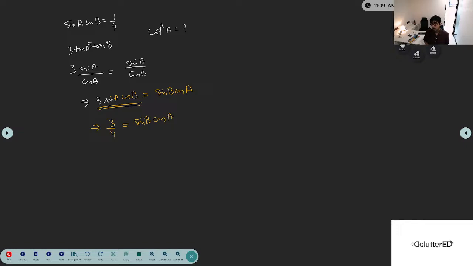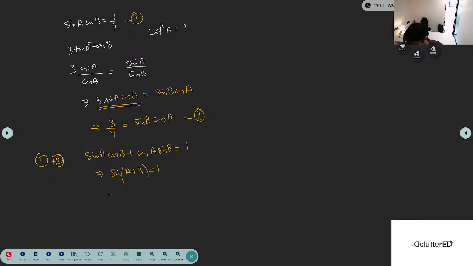And then what do we do to get cot square A? Interesting. So if I add these two terms, if I add 1 and 2, sin A cos B plus cos A sin B is 1. That will give me sin of A plus B is 1. That will give me A plus B is pi by 2. I don't know why the color of my pen is automatically changing, but A plus B is pi by 2.